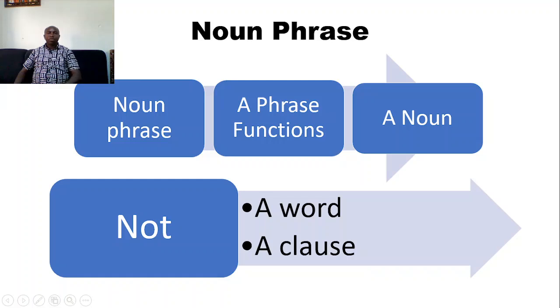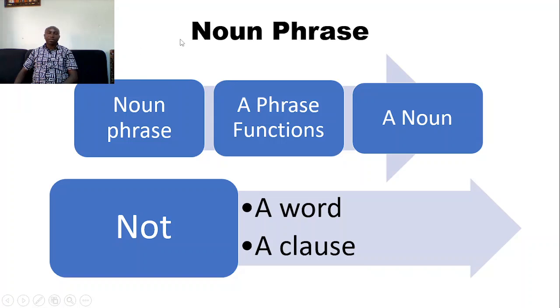Welcome back to class. In the previous class, we discussed the phrase in English. In that class, you remember that we discussed the meaning of phrase, structure of phrase, and types of phrase. We also emphasized that there is something called embedded phrase in clause. But in the current class, we are looking at noun phrase.